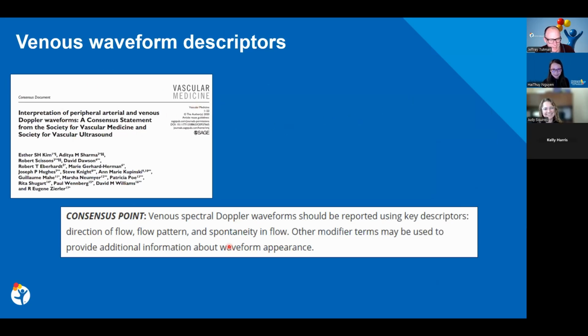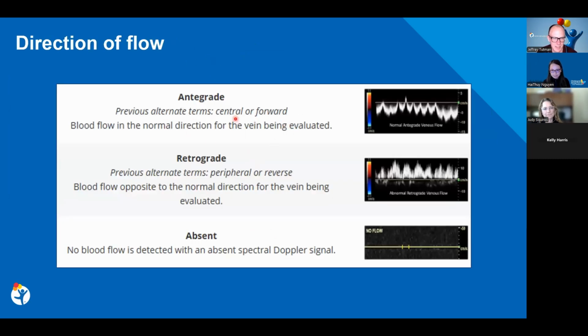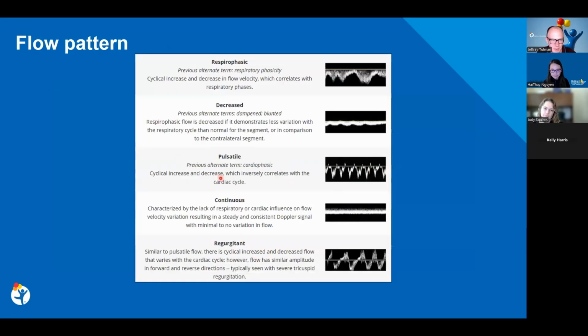And then from the same paper about the recommendations for describing venous waveforms, they talk about direction, flow pattern, and spontaneity. The directional flow depends on what vessel you're looking at, so we need to keep in mind it's normal for the vein being evaluated. Antegrade, retrograde, and absent are all pretty intuitive. The flow pattern, I should probably pay a little bit more attention to this, but I think it's hard to evaluate in a lot of our patients, so I don't put a whole lot of stock in making diagnoses from some of these different flow patterns. Are you guys similar?